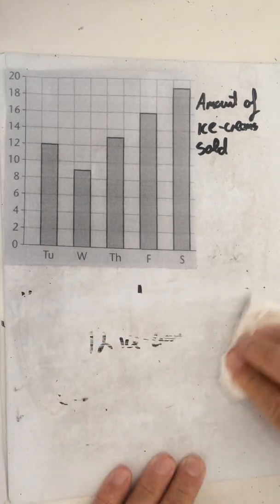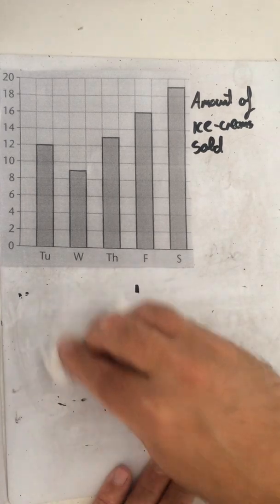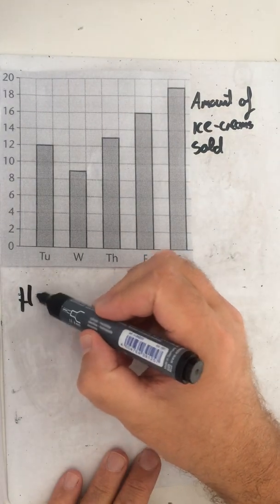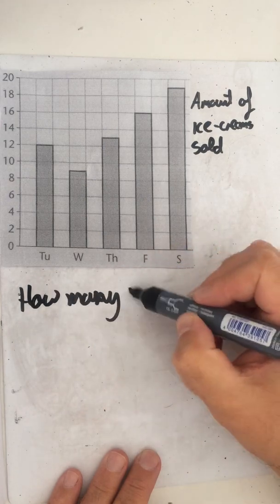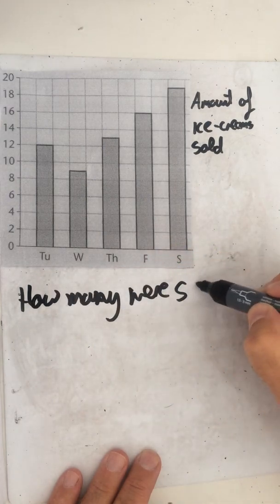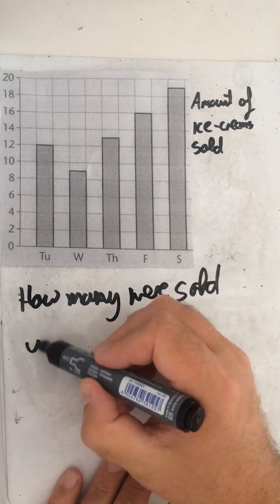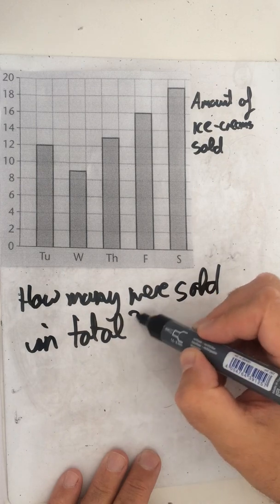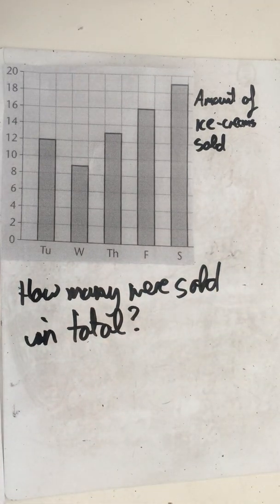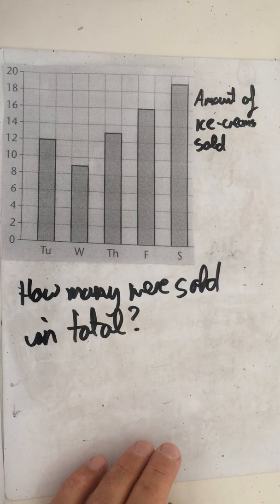Okay, and then you could be asked, you certainly will be asked, things like how many were sold in total. How many were sold in total? Okay, it's not very easy to read, is it? Okay, pause the video while you work that out. How many were sold in total? And then press play when you're done.